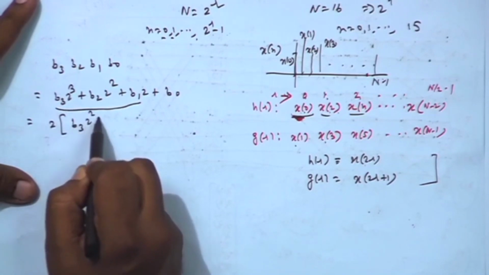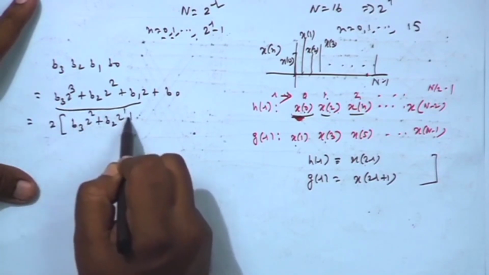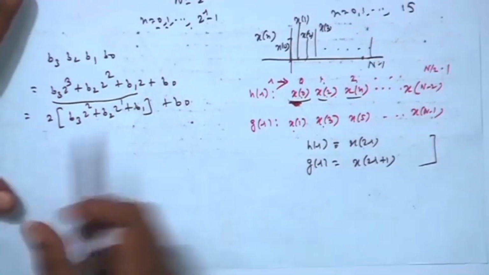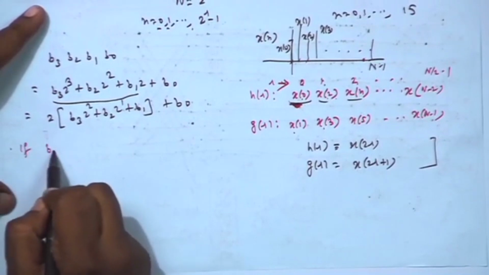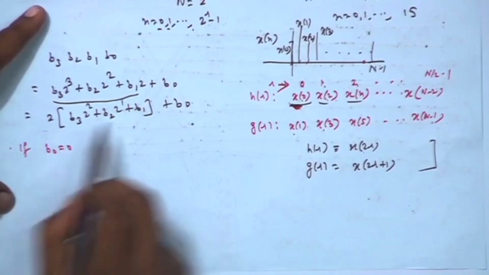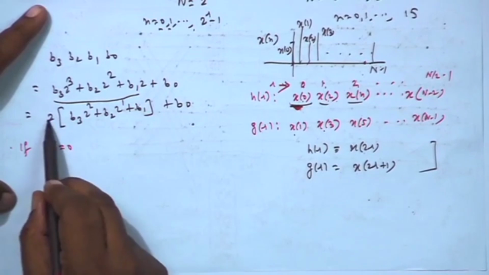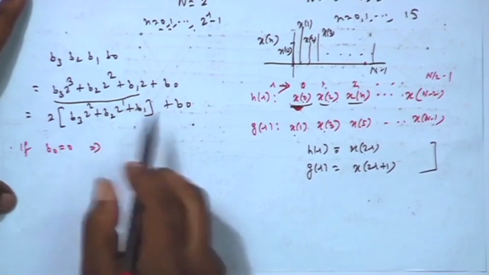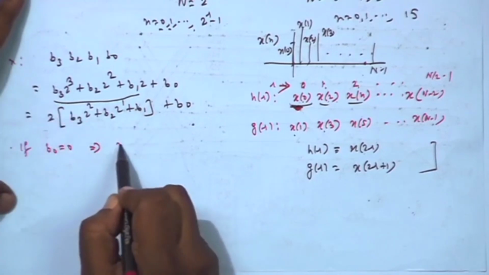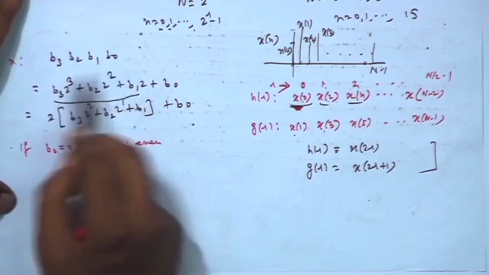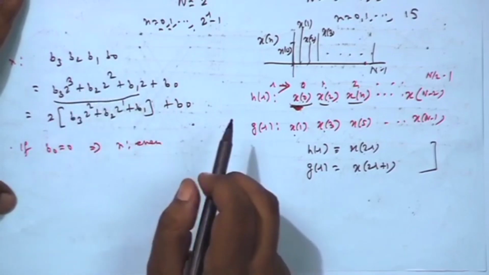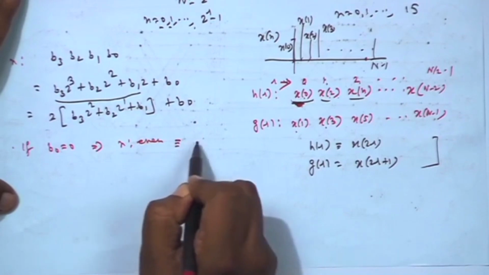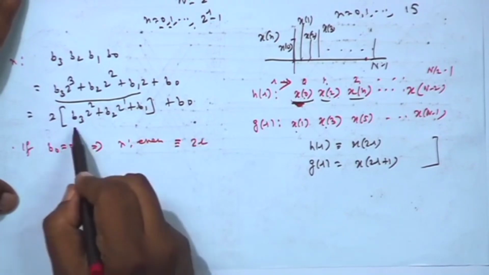B3 2 to the power 2, B2 2 to the power 1, B1 plus B0. All right. If B0 is equal to 0, then this whole sum is divisible by 2, because there is 2 into this. So that means even. If I call this n, n is even if in the 4-bit binary representation B0 is 0. Okay. N is even means n is equal to 2r, and that means this is r.